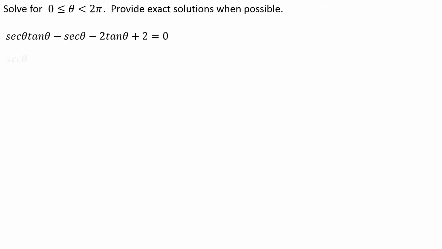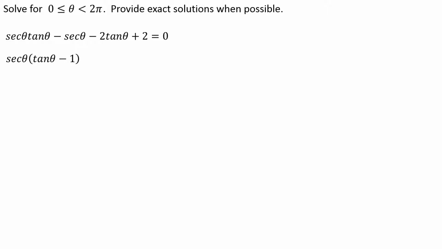So from the first 2 terms, secant theta is my common factor. If I factor secant theta out of the first 2 terms, it'll leave me tangent theta in the first term, and it'll leave me just 1 from the second term, because that will give me secant theta times tangent theta, and then when I do secant theta times 1, it gets me the secant theta. Of course, I better have the subtraction symbol in there because it was subtraction.